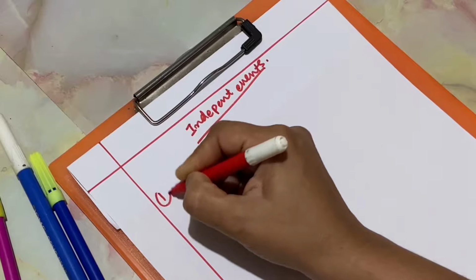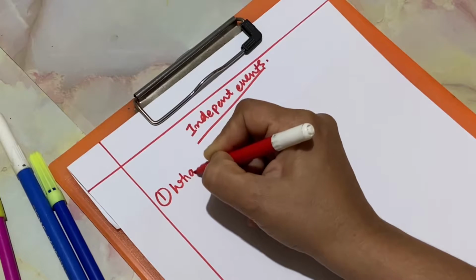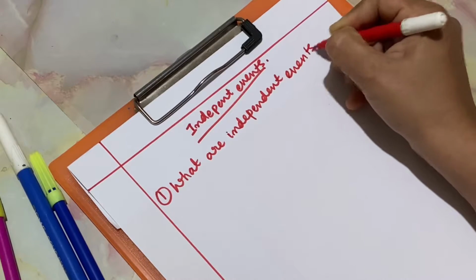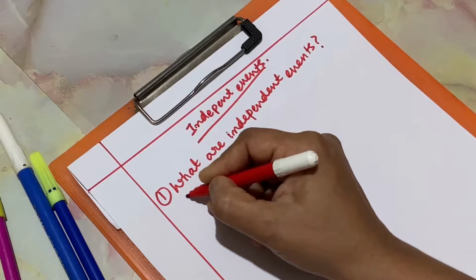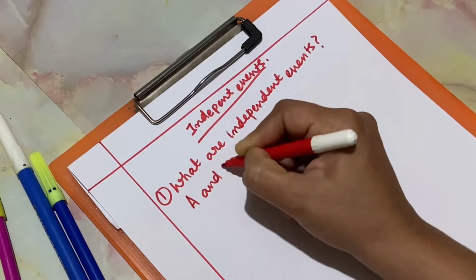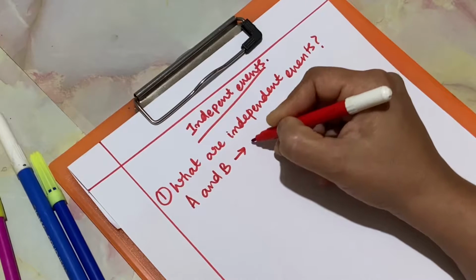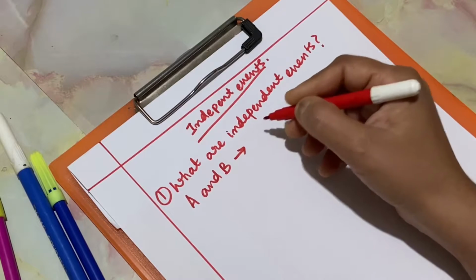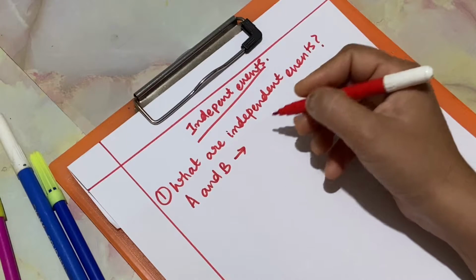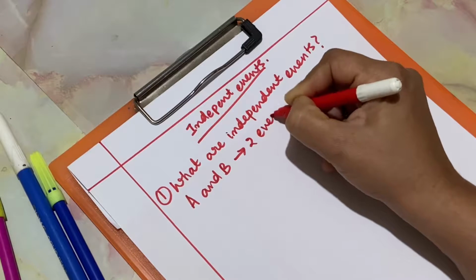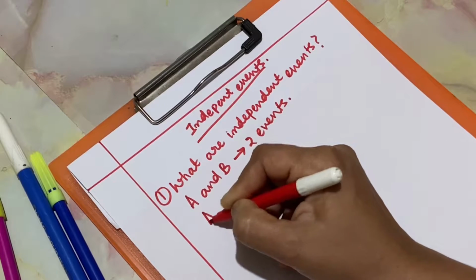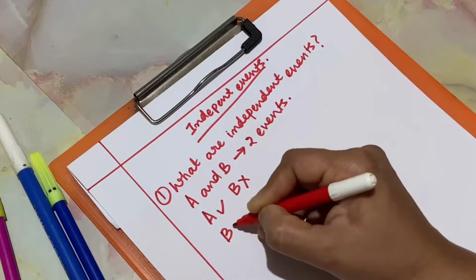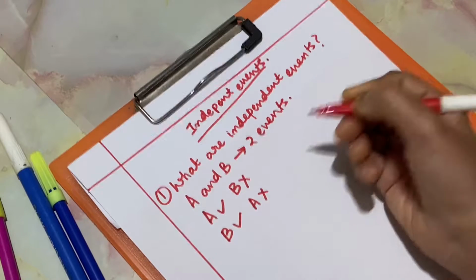Now, the first question that arises is, what are independent events? If I have two events A and B, and the happening of A does not depend upon the occurrence of B, it is called an independent event. A can happen even without B happening, and B can happen without A happening.